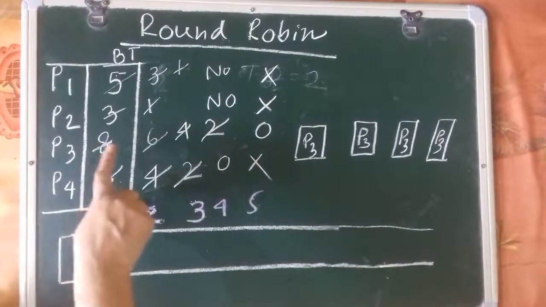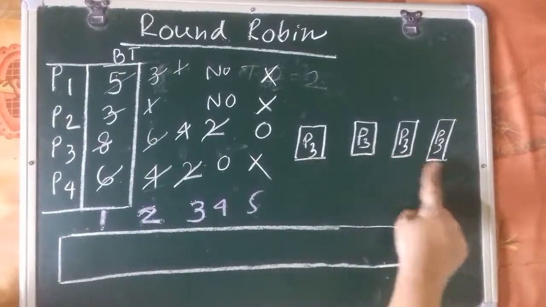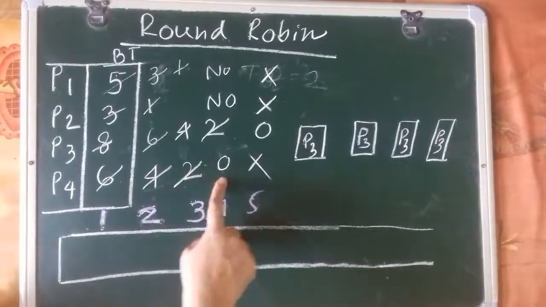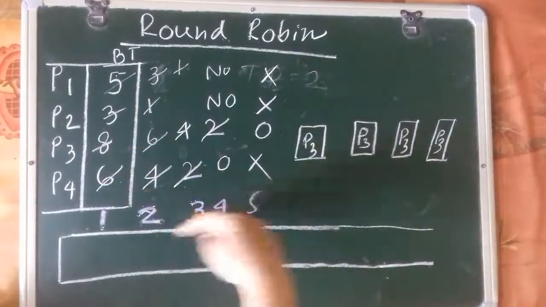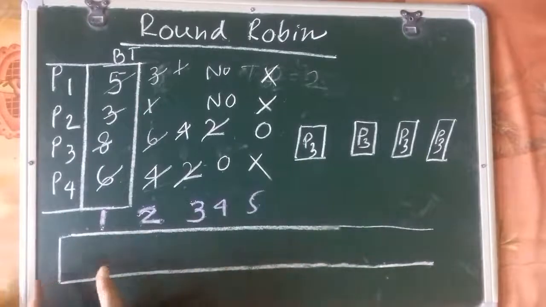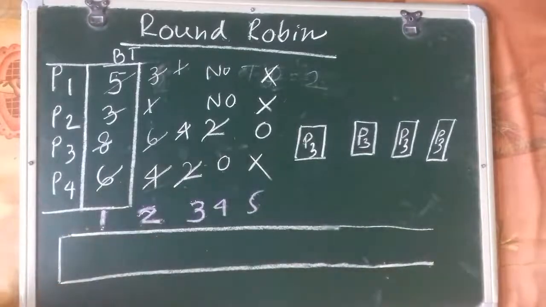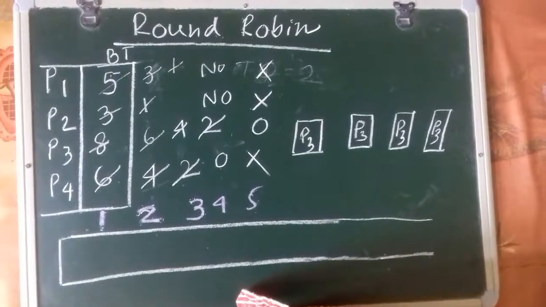So for P3 to execute 8 units of burst time, it is involved in 4 context switches, whereas for the others there are 1, 2, 3 context switches, and here 2. So many context switches are happening. The CPU frequently jumps from one process to another if we take the time quantum value too small. Now let us consider another case where we take the time quantum value too high. What is the problem then?